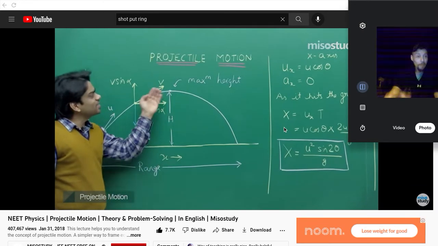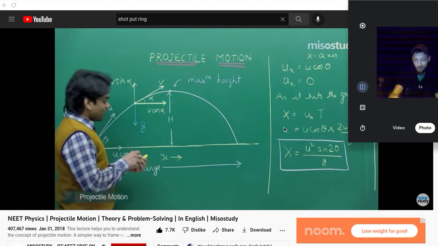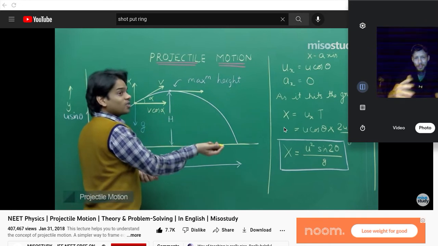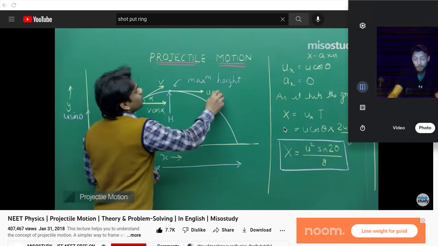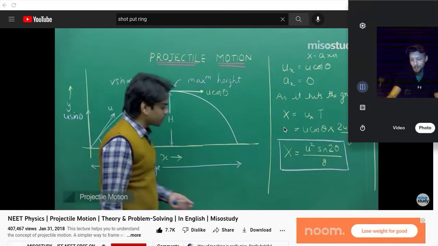Here the body is changing its direction. It's not able to move in the vertical direction. The only velocity it will be having at this point is the horizontal velocity, and that will be equal to u cos theta.